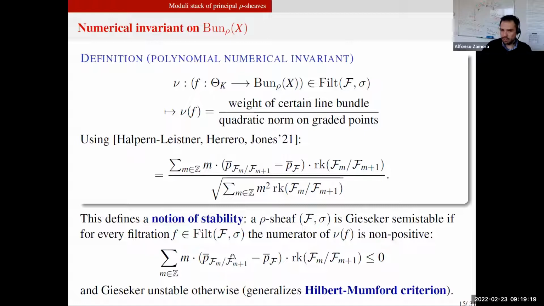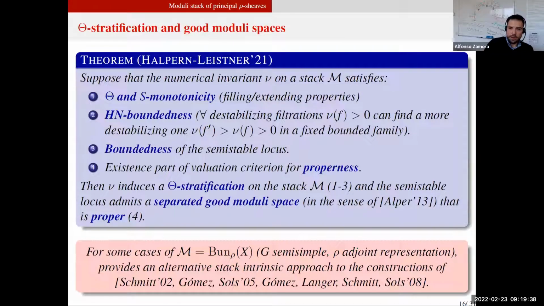And the other way around, if we can find a filtration for which the value of the numerator is negative, then that's a destabilizer. That object is unstable, and we can find a way of destabilizing that object. So this is a generalization of the Hilbert-Mumford criterion in this case. What is all of this for? For this theorem of Halpern-Leistner.